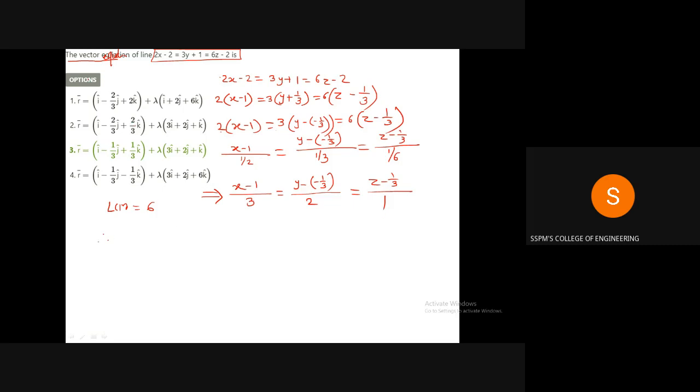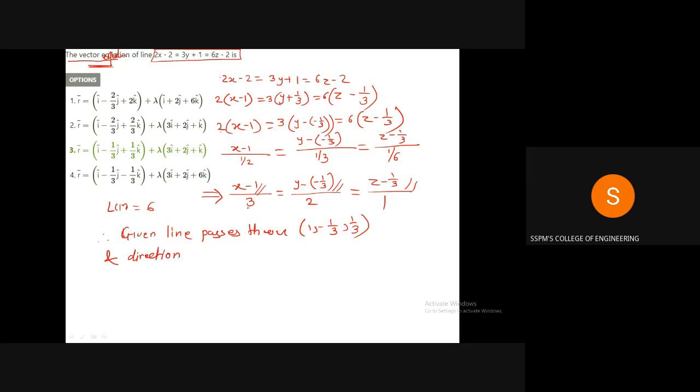So what is asked here? We have to find the vector equation. From this equation we can say that the given line passes through 1 comma minus 1 by 3 and 1 by 3. Okay. See this, these points suggest which point the given line is passing through. And what are the direction ratios?